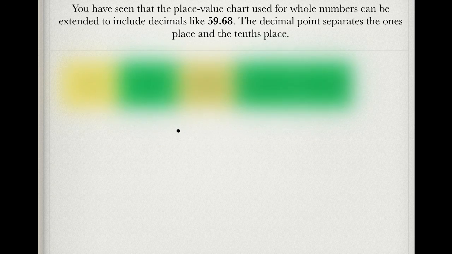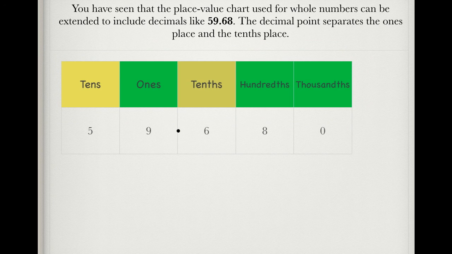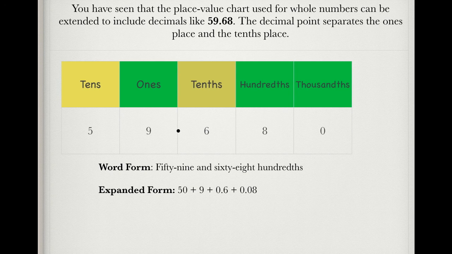So you've seen the place value chart for whole numbers, and it can be used to extend or include decimals. So in this one, we have our whole number 59 to the left, and to the right of the decimal, that's where we have our decimal place values. So in word form, we would write this 59 and 68/100ths. Expanded form, it would be 50 plus 9, that's our whole numbers. And then to that, we're going to add our part of a whole, or our decimals. So 6/10 plus 8/100ths.